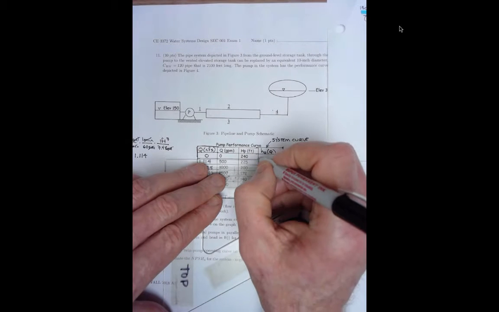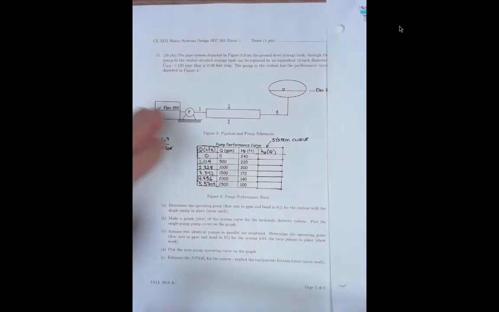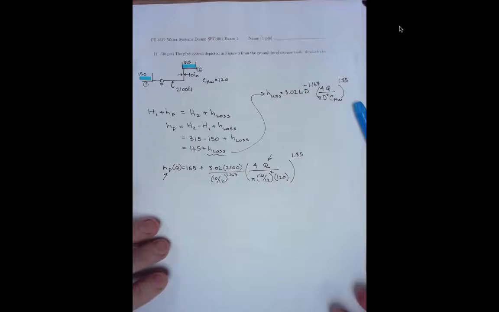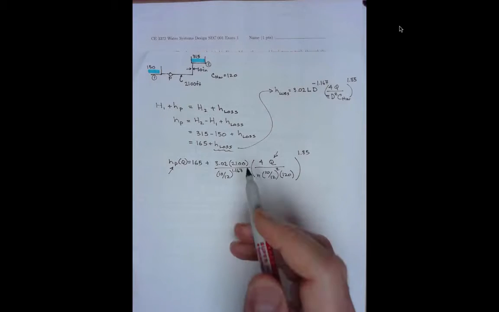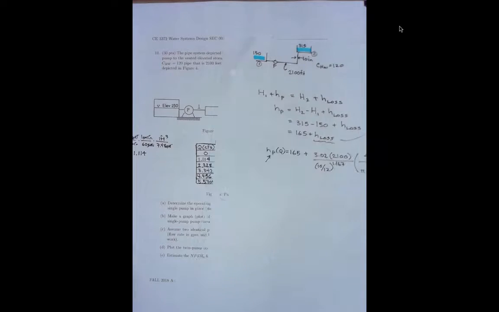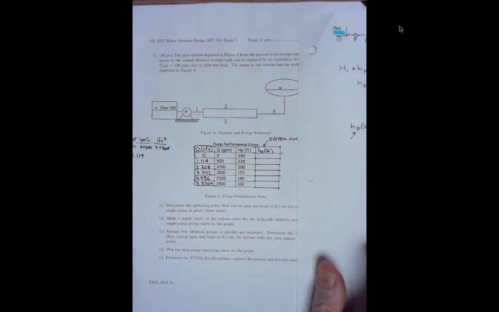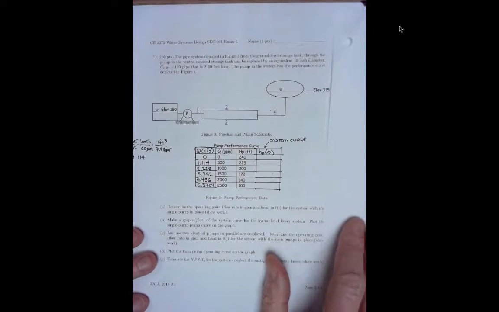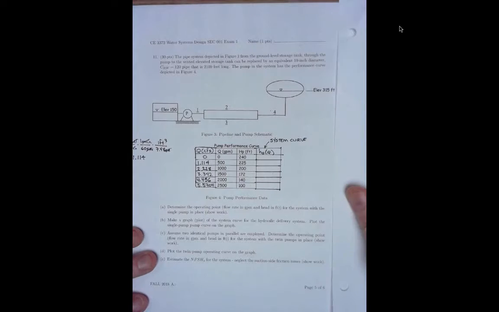Okay, so my system curve is literally going to be 165 plus whatever added head is required to overcome the friction losses. Now, evaluating that to me is a pain in the neck. However, I have an online tool that I can use to help me determine the system curve at different points. So let's go to our online tool real quickly.